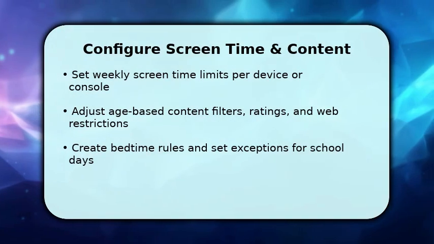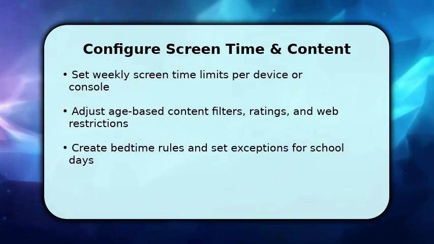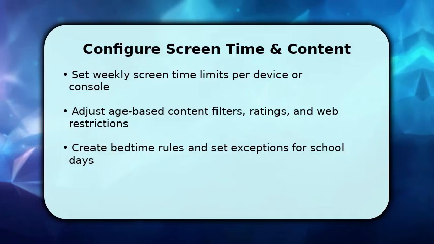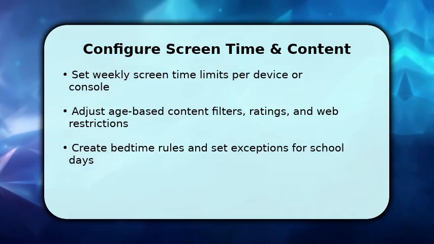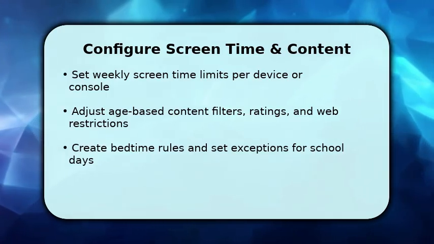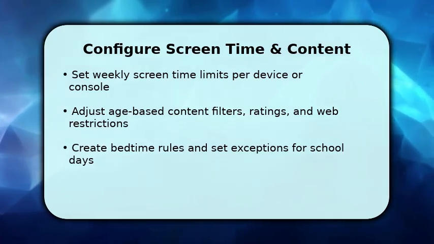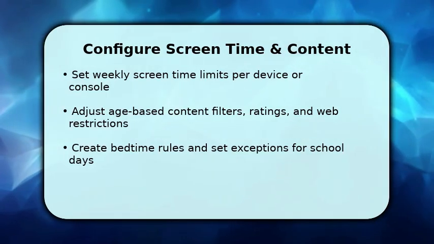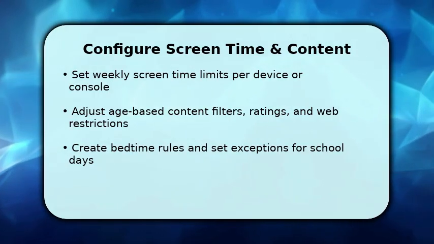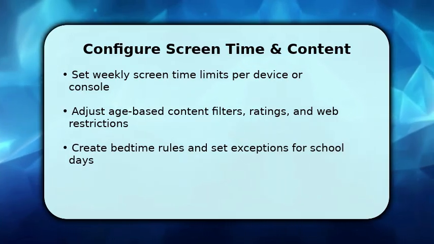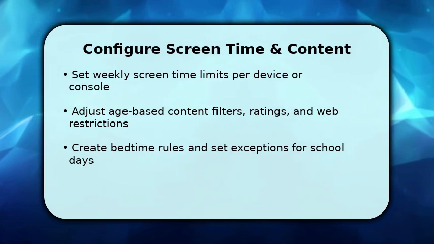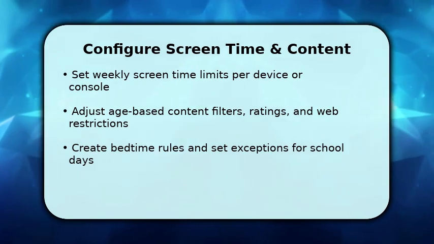Now you configure screen time and content. You pick limits per console or device and set weekly allotments. This prevents overuse while allowing flexibility. Next, adjust content settings by age, including game ratings, apps, and web restrictions. These filters block inappropriate material automatically. Make sure to add bedtime rules and exceptions for school days. This keeps routines intact. Once applied, the app enforces limits in real time and notifies you when requests come through.